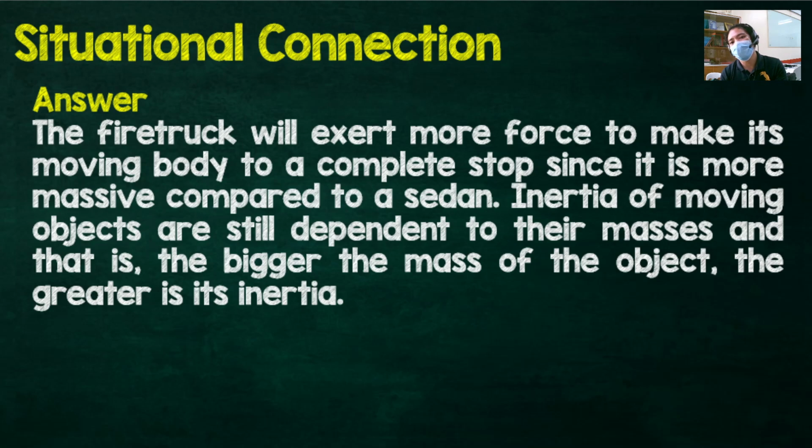Now, before we end, I have some more challenging questions for you. If there are two objects with the same masses, the first object moves with a speed of 10 meters per second, and the second object moves at 5 meters per second. Which of the two objects has the greater inertia?